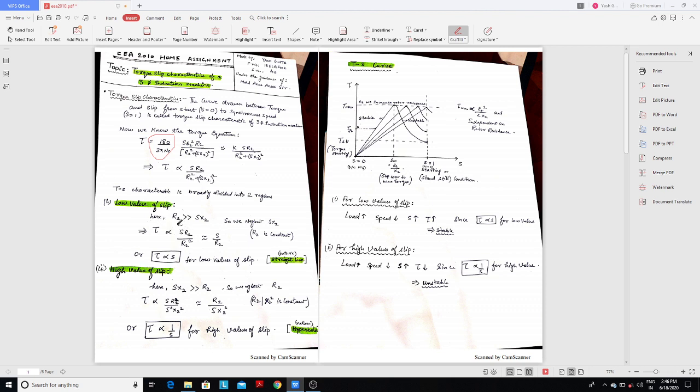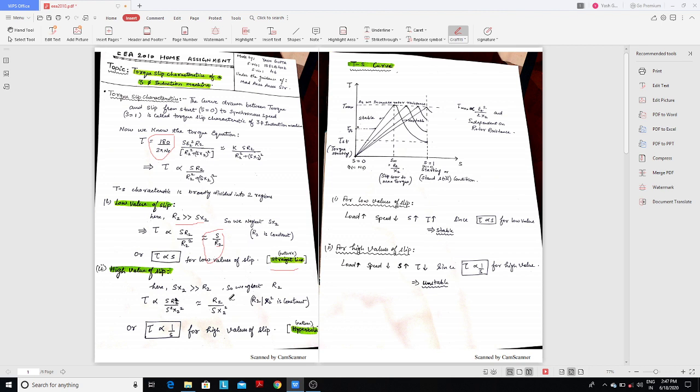For lower values, R2 is much greater than S X2, so we can neglect S X2, and we are left with S by R2. Torque is directly proportional to S by R2. Since R2 is constant, torque is directly proportional to S. For lower values of slip, it is of the form y equal to mx, which means the nature will be a straight line.